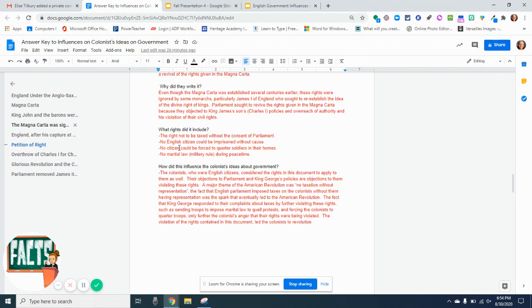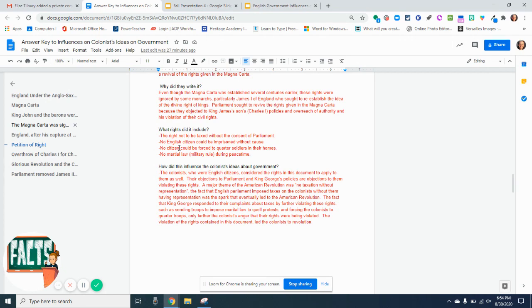The colonists, who were English citizens, considered these rights in this document to apply to them as well. So the reign of Charles I was after the colonies had already been established. So as we go through this history, this is running in parallel to the colonies in the Americas.